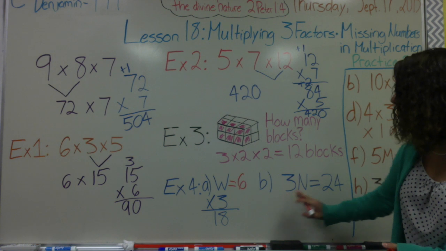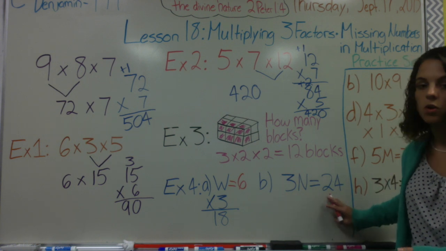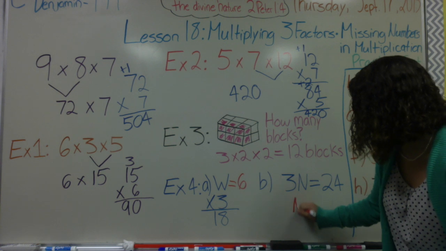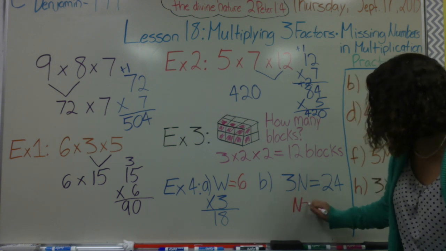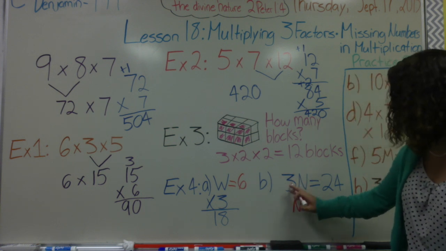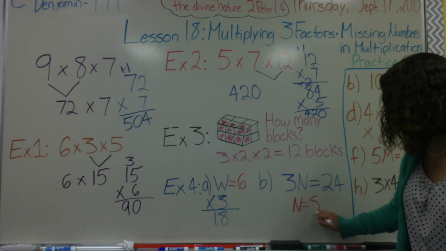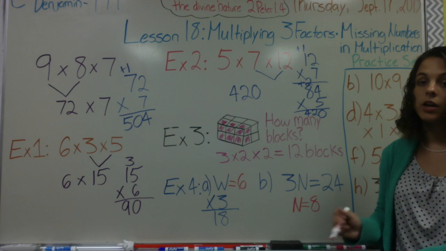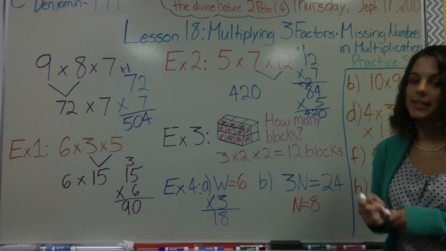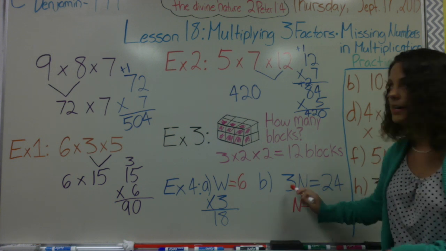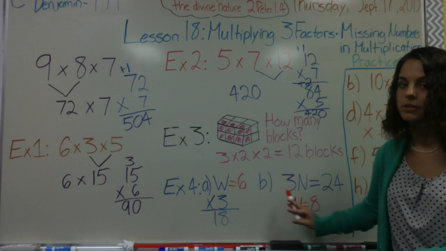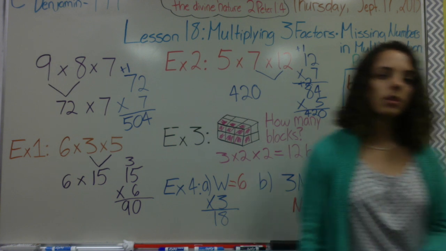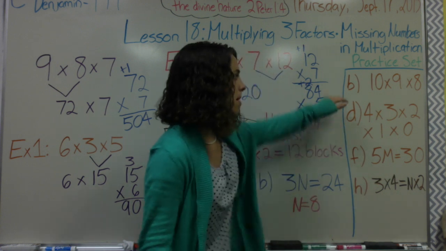3n, so 3 times what number equals 24? Well, I know out of my multiplication facts, again, this is by memory, that 3 times 8 equals 24. So n equals 8. That's how you go about solving those problems. Again, if you have a letter right next to a number and there's nothing in between them, then it's multiplication, always.